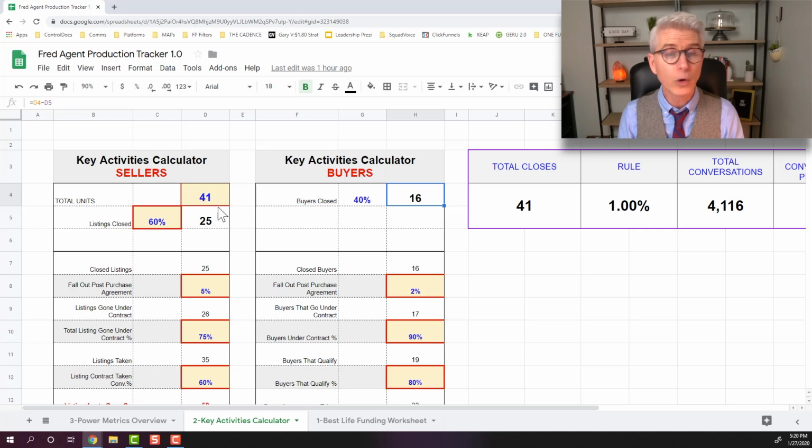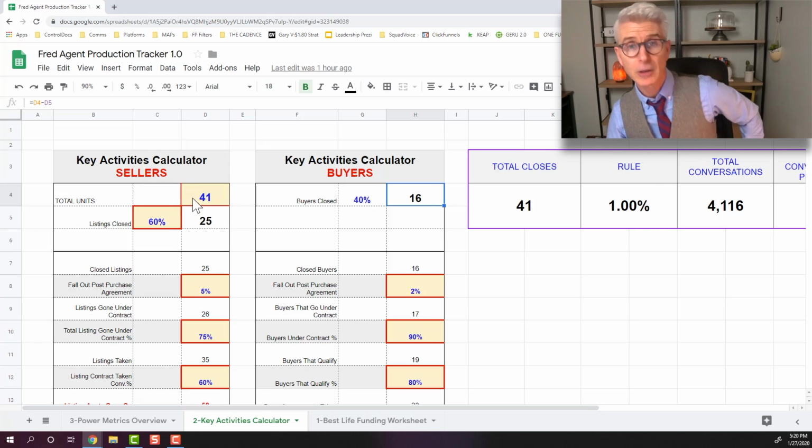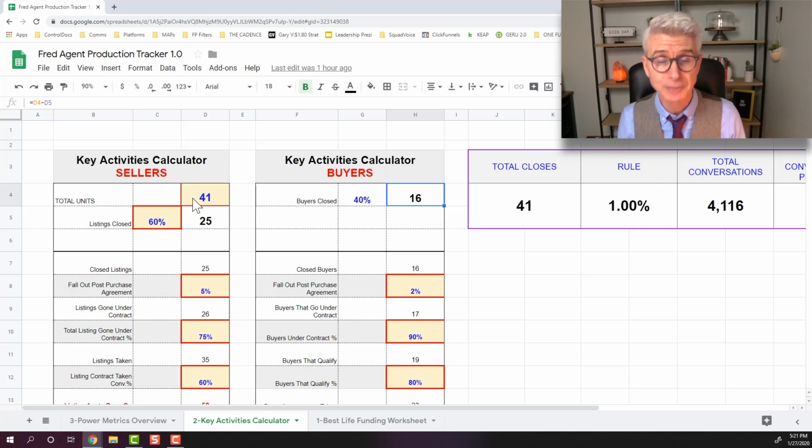Here we see the 41 units. This is what Fred wants to do this year, 41 units. And remember, this is where Fred would make a determination. How many of the 41 units will be sellers? How many will be buyers? The difference between the two will determine the type of action that he will take. So let's assume Fred believes he's going to do 60% of the transactions as sellers. So 41 times 60%, this means 25 closings of the 41 will be sellers, which leaves the remaining 16 to be buyers.